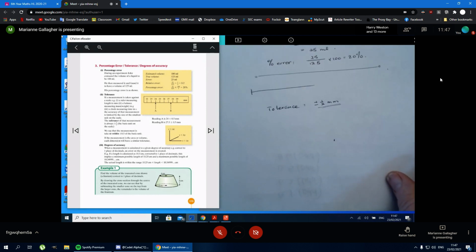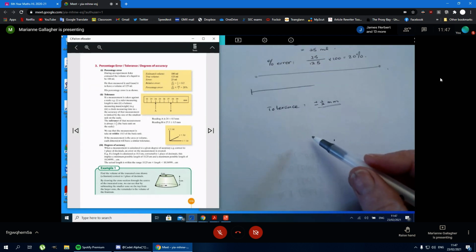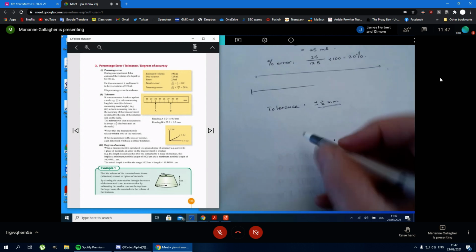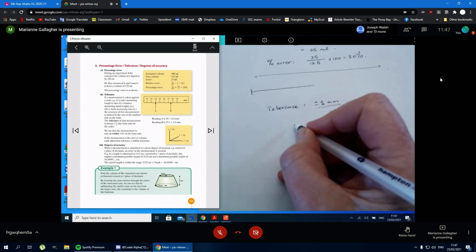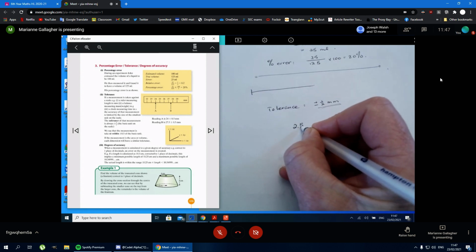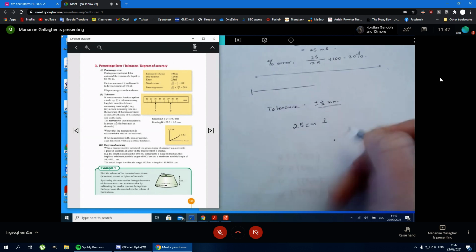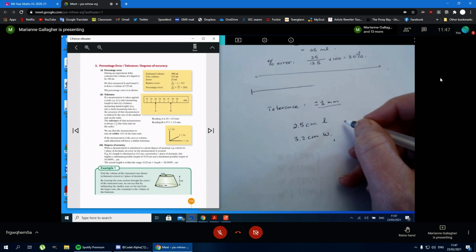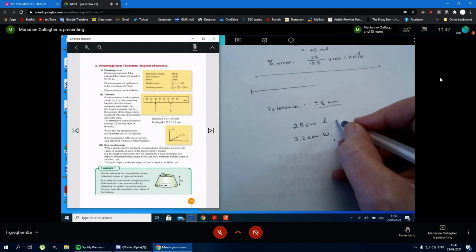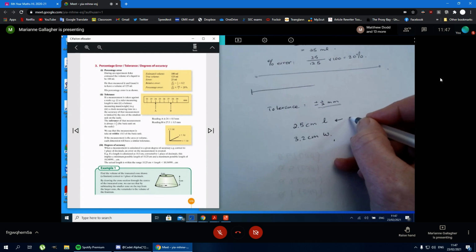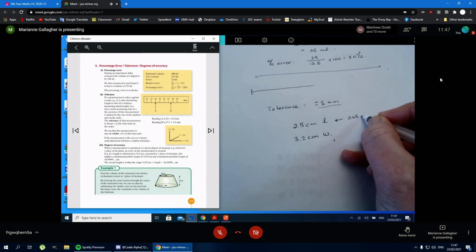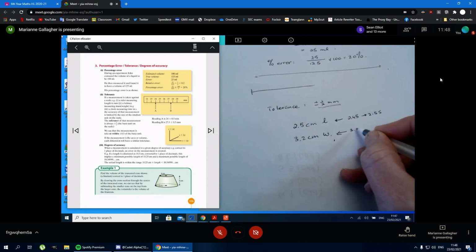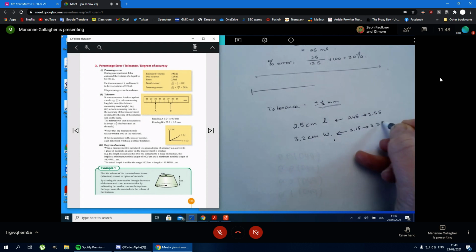And the thing to be careful of is when you're doing area or volume, each dimension has a similar tolerance. So for instance, say you read 2.5 centimeters for length, and 3.2 centimeters for width, and you're doing millimeters. So your actual reading there would be 2.45 up to 2.55 could be the range, and the range here could be 3.15 up to 3.25. Does that make sense?